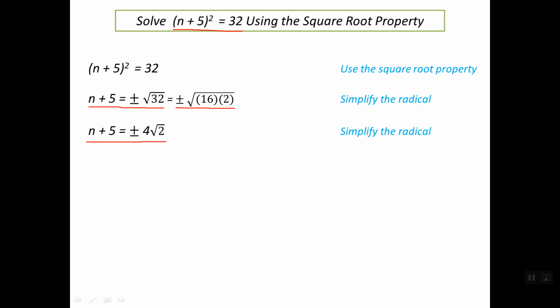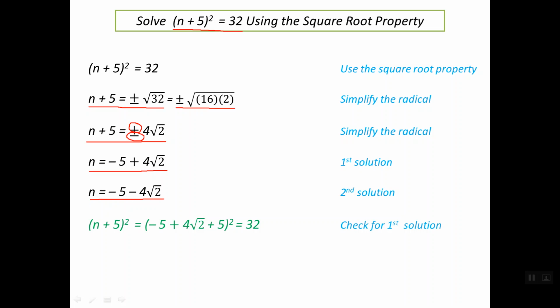So we have here two solutions for n. For the first solution, we can use the plus sign here. And if we add minus 5 to both sides, n is equal to minus 5 plus 4 square root of 2. This is the first solution. And for the second solution, we can use the negative solution of the radical. So n is equal to minus 5 minus 4 square root of 2. So this is the second solution.